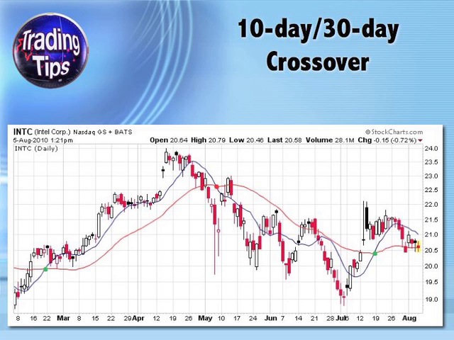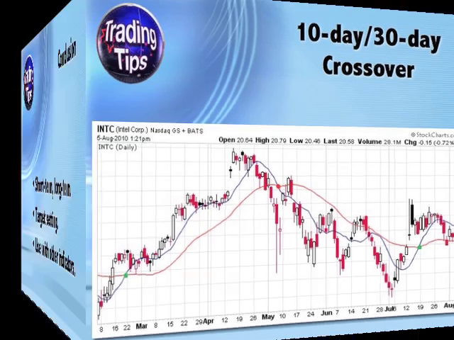Now I've changed the chart to show a 10-day moving average in blue and a 30-day moving average line in red. The rule of moving average crossovers is that it's bullish when the shorter moving average crosses and moves above the longer one, and vice versa. As you can see from the green buy points and red sell points, this is a very effective indicator.